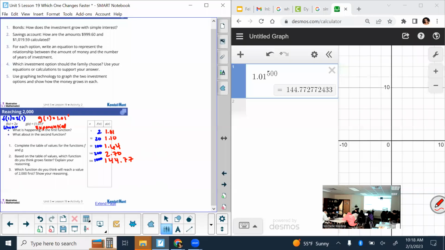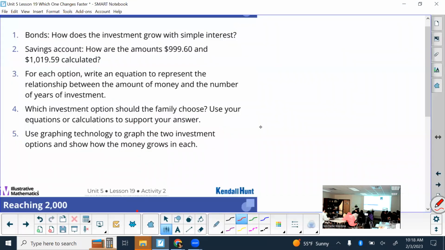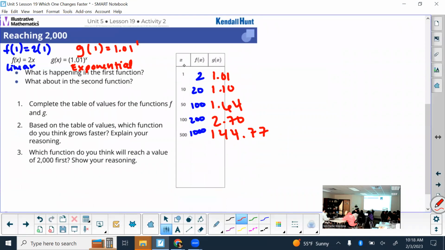So this is my table filled out using a calculator. The first one, I didn't really need a calculator because it was just 2 times whatever x is. So 2 times 10 is 20. 2 times 50 is 100. 2 times 100 is 200. 2 times 500 is 1,000.